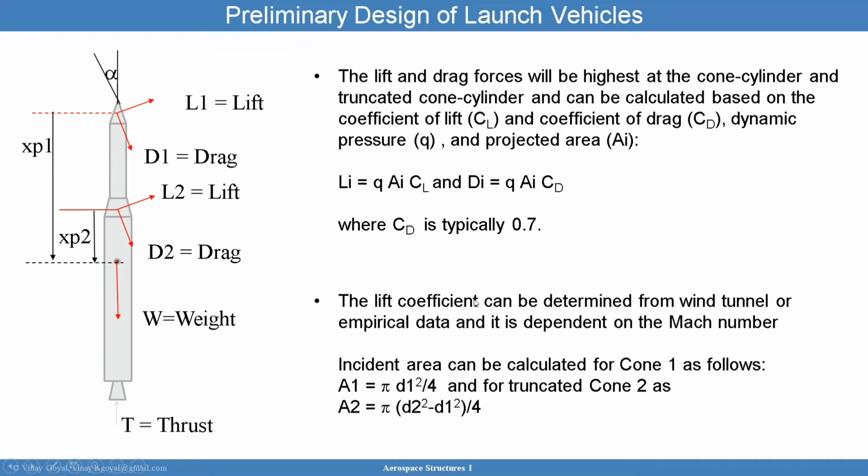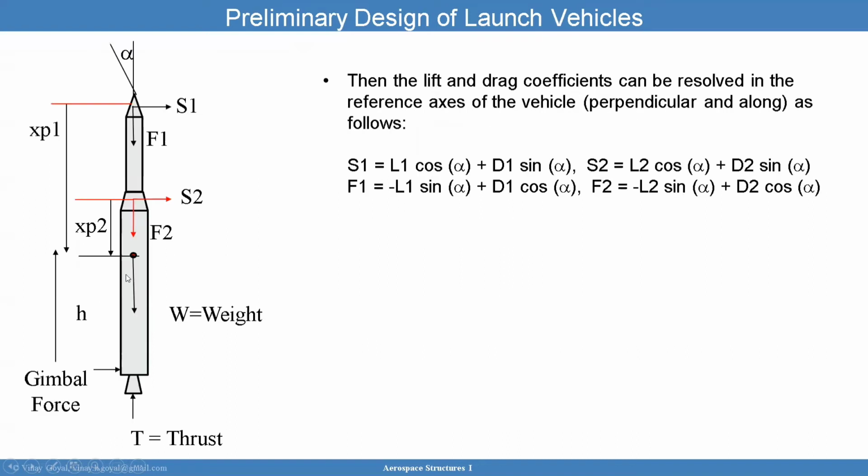Now, the incident or projected area can be calculated for cone 1 as follows: if the diameter is d1, then you have pi d1 squared divided by 4. And the projected area for this truncated cone is a ring. So if the outer diameter is d2 and the inner one is d1, then the projected area is a ring, which is pi (d2 squared minus d1 squared) divided by 4. So again, you only have two of these here.